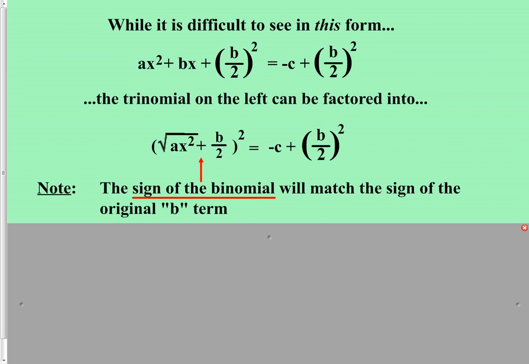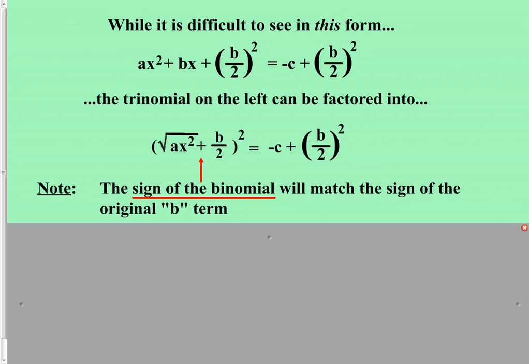And you will get that positive or negative, that addition or subtraction in the middle of the binomial, from the original b term in the problem. So from this abstract problem we're working, it was a plus, so the sign of our binomial in there is also a plus.